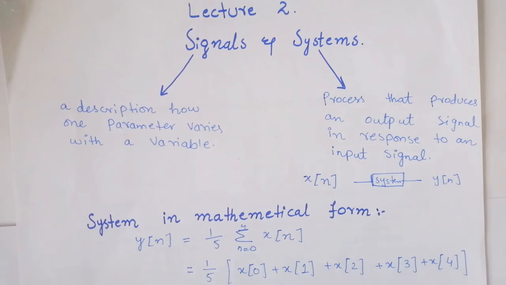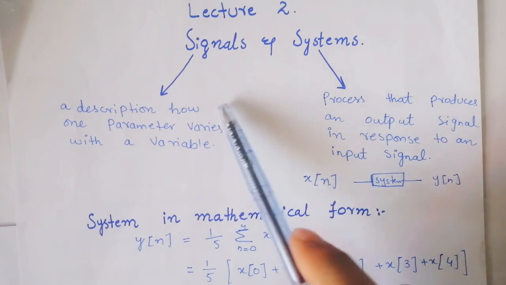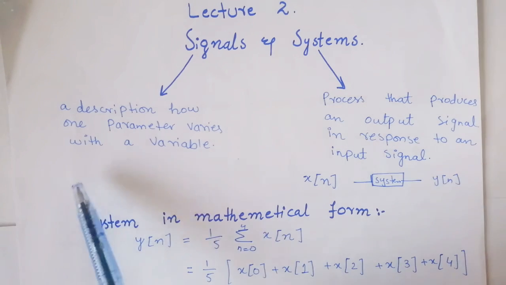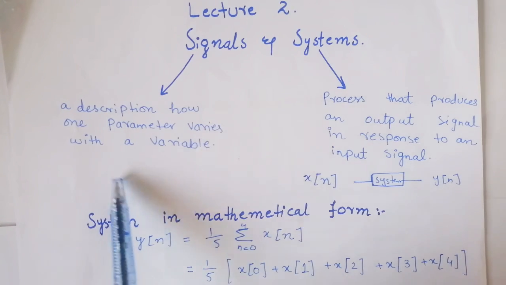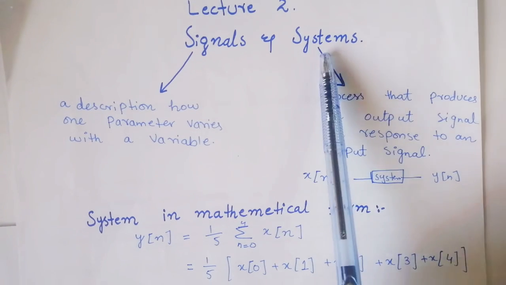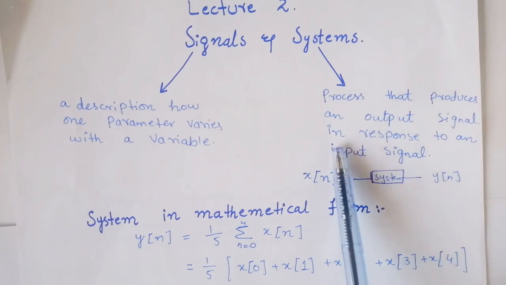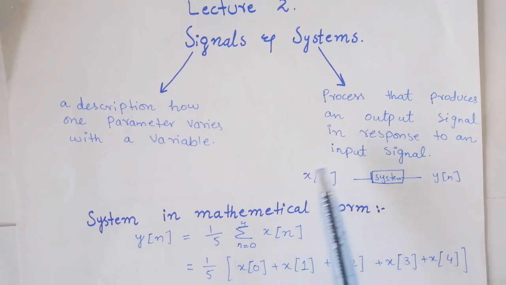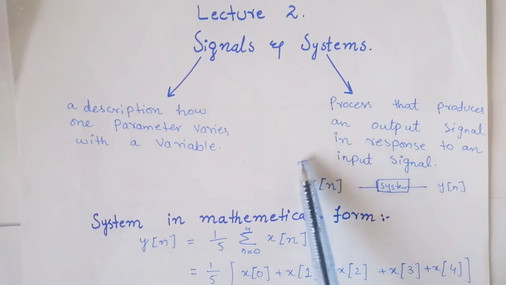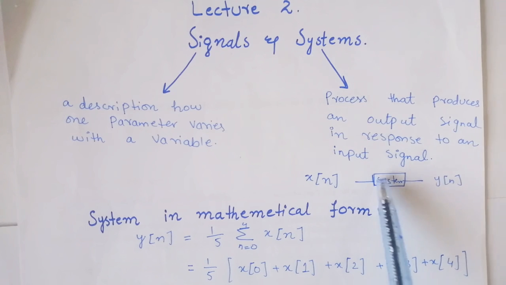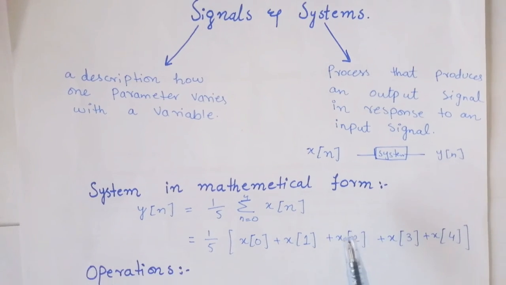Today we'll discuss lecture number 2, which is based on signals and systems. A signal is a description of how one parameter varies with a variable, and a system is a process that produces an output signal in response to an input signal. So here is an input signal x of n. It passes through the system and it gives an output y of n.